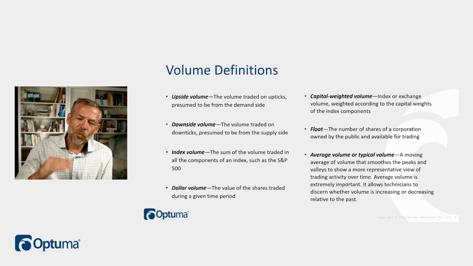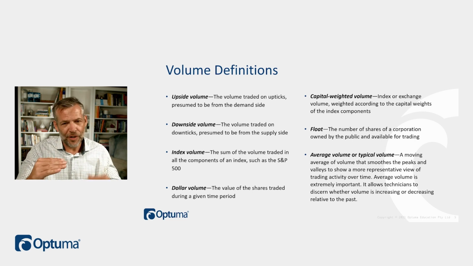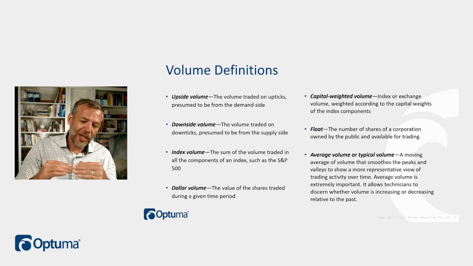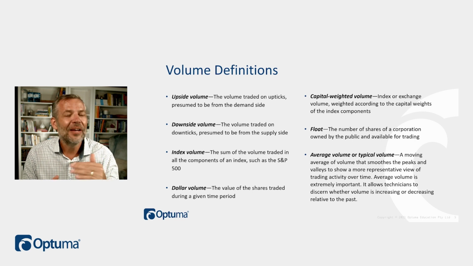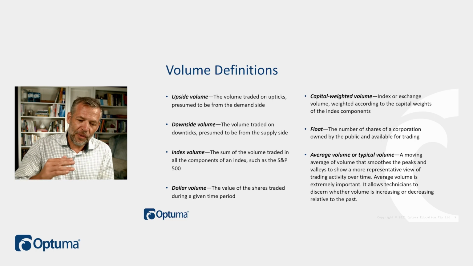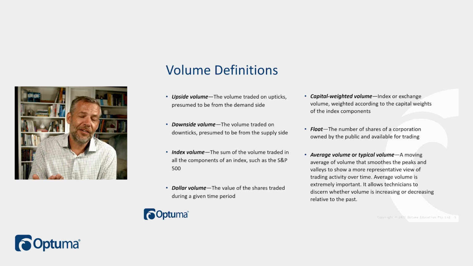Upside volume, when we have trades, so let's say we take a tick chart and we've got a trade at $100 and we've got a trade at $100.01, so the market went up. Well, we can say that the number of shares that were traded at the higher price is counted towards upside volume, because basically the market went up and this was the volume that led to the market going up.